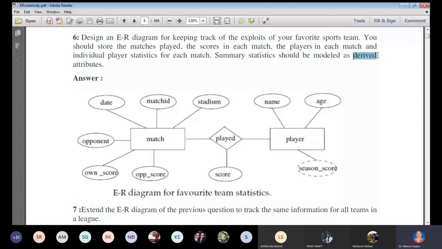So this is your called as a derived attribute. It is mentioned here. You can have a season score of that player. और बाकी सारे इंफॉर्मेशन इसके अंदर है.